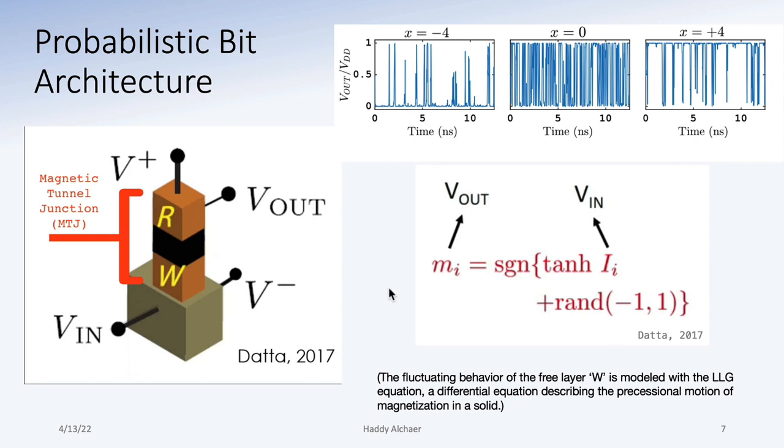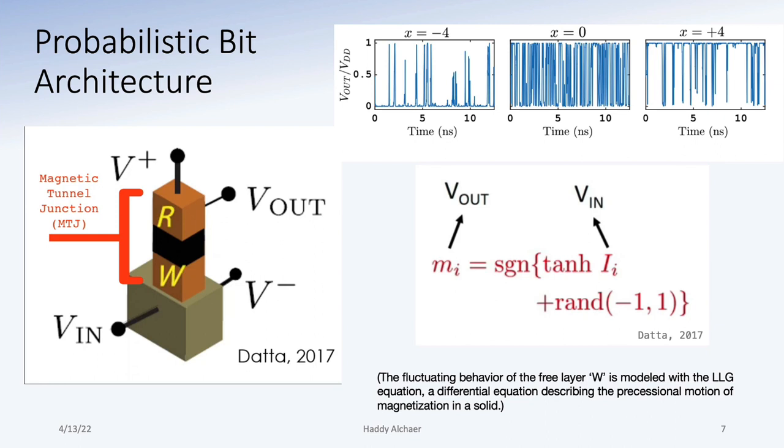Now, if the two magnetic layers are parallel, then it'll be easy for current to pass through the junction. On the other hand, if they are anti-parallel, it will be difficult for current to pass through. In other words, the magnetization of the free layer essentially determines the resistance of this element in a circuit.